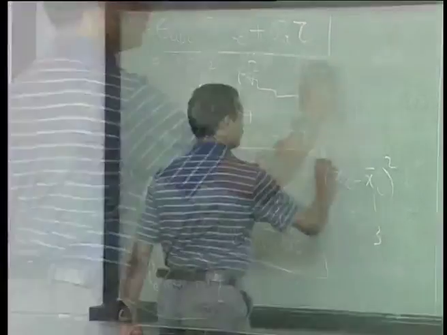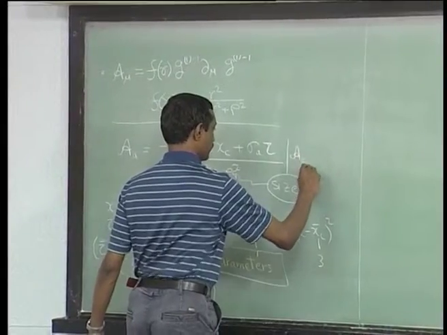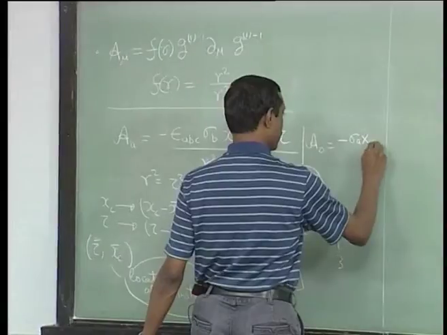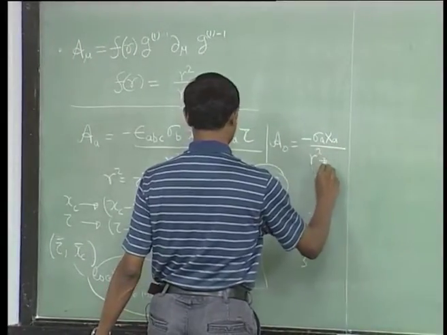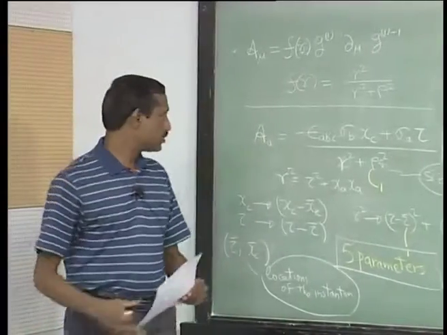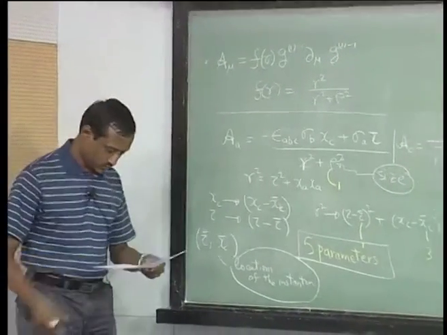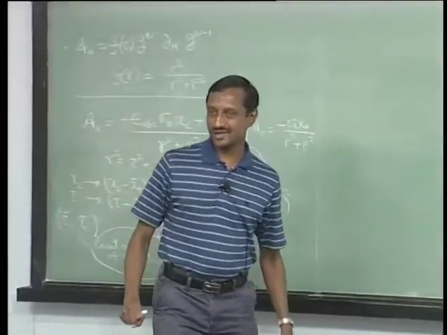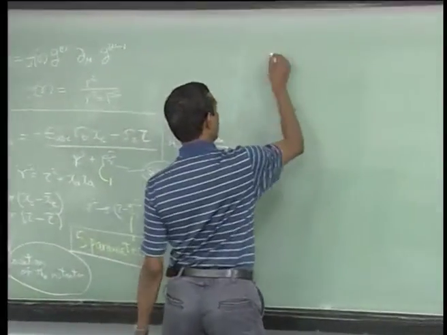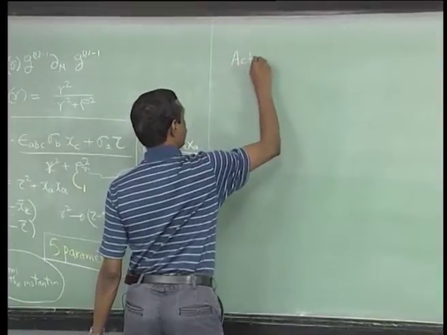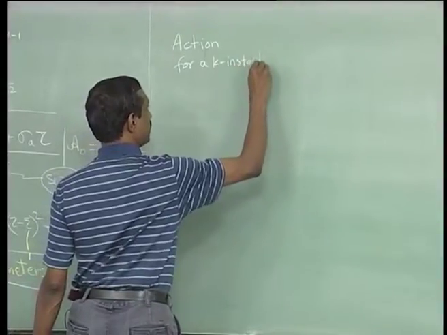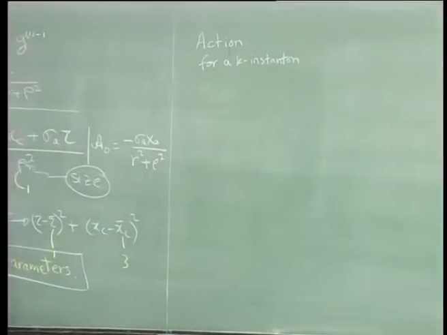So you will be verifying all these things in your assignment. This should follow more or less from this kind of an ansatz. Okay, and yesterday we missed out a minor factor when we worked out the energy or the action for a k instanton. By this I mean the instanton number is k, or the winding number is k.